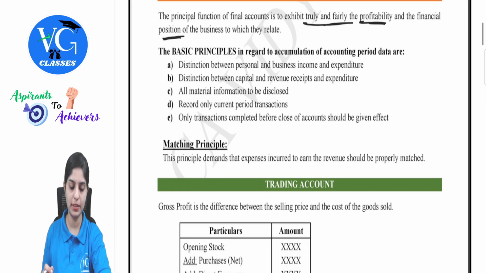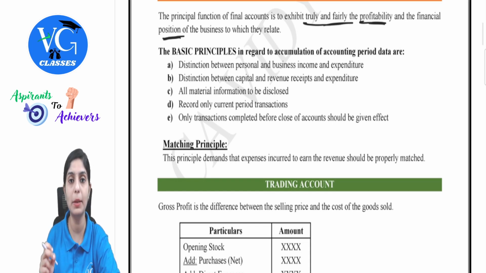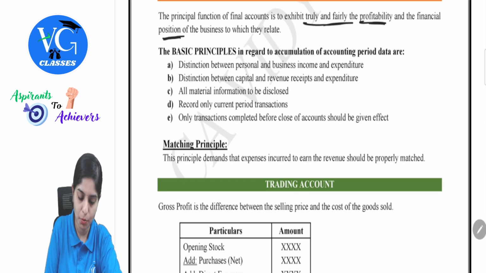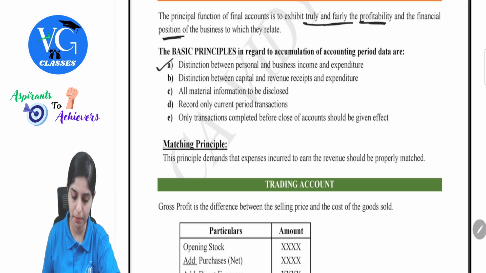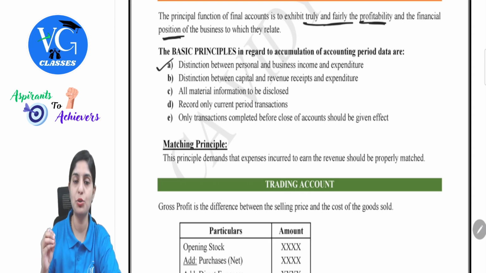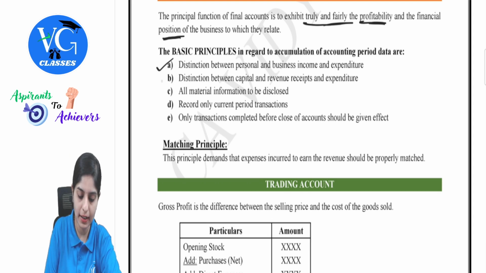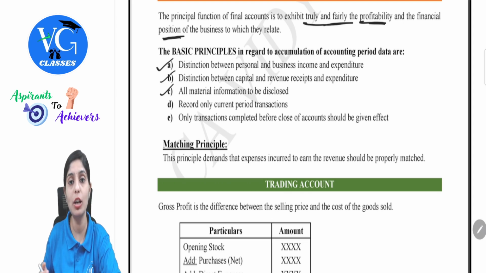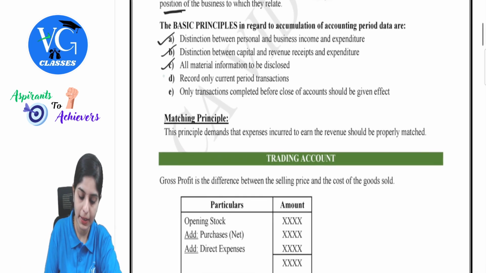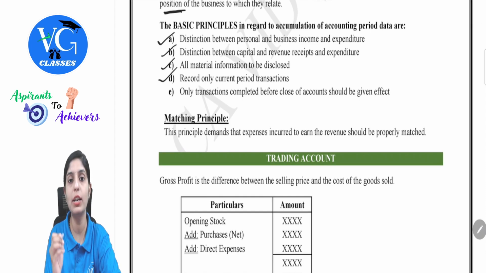The basic principles in regard to accumulation of accounting period data are important, because data accumulation becomes very important. So first of all, it has to be distinguished between personal and business income and expense, and then there should be a clear distinction between capital and revenue items. All material information is to be disclosed. See, these all become purely accounting judgments: what is material and what is not. And then record only current period transactions, because we are only focused on current year results.